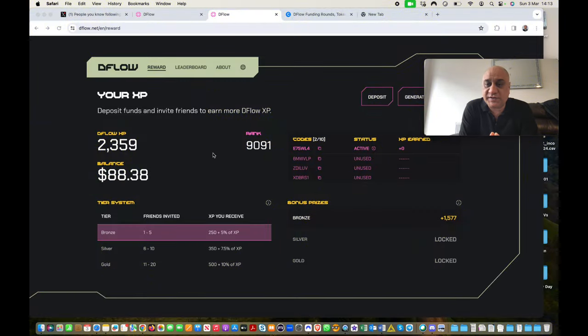The invite codes are actually very short lived. They only have like 24 hour validity, and you will only get XP if your invite code person actually deposits money onto the platform.